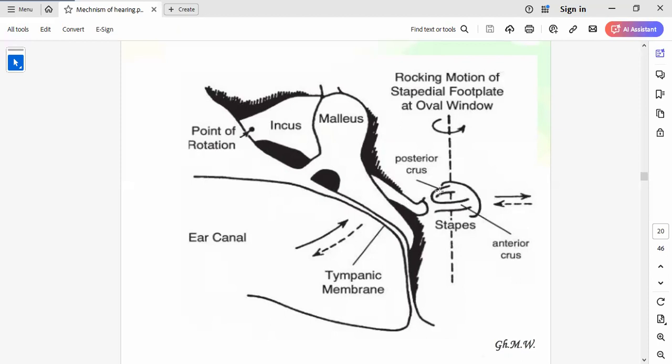And this is the stapes, causing vibration of the oval window, not as one mass. The stapes vibrates at the oval window not as one mass, more fixed posteriorly and more movable anteriorly. This is the posterior crus, and here the anterior crus.